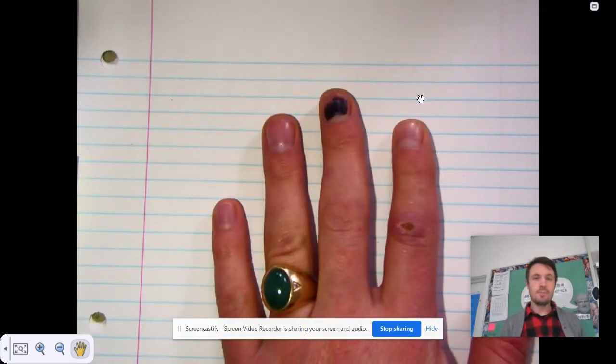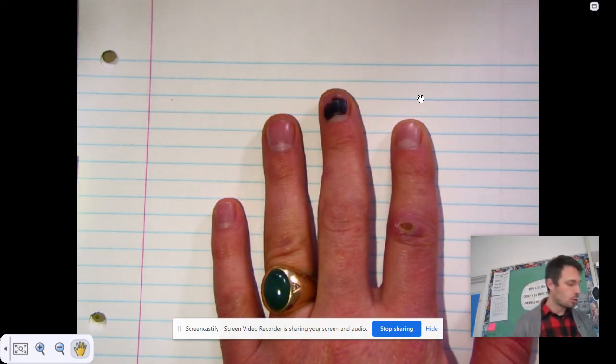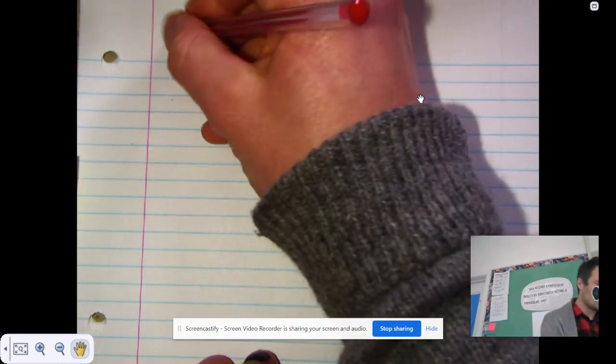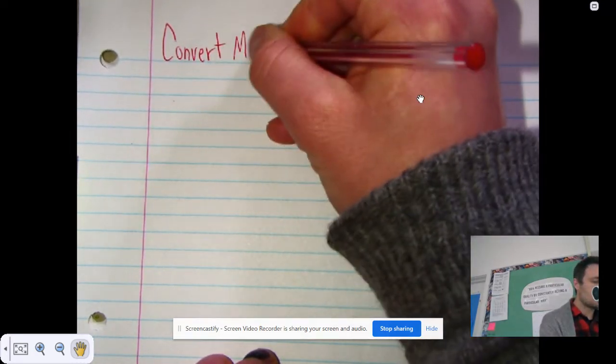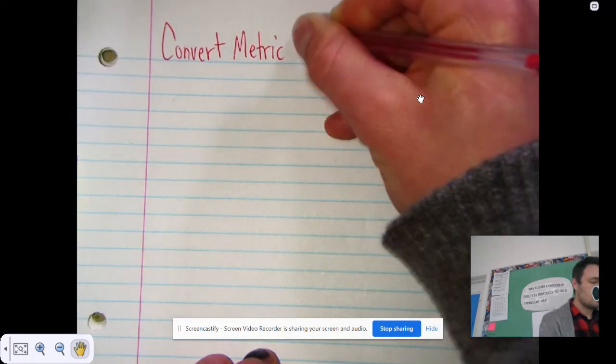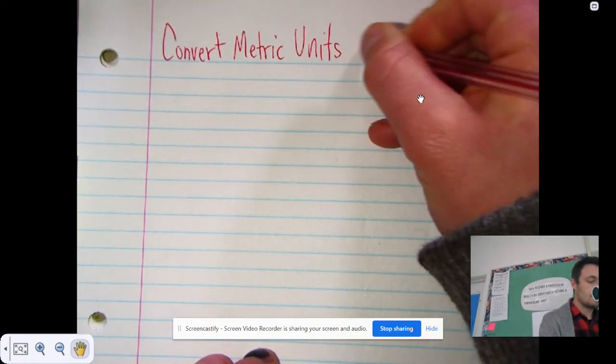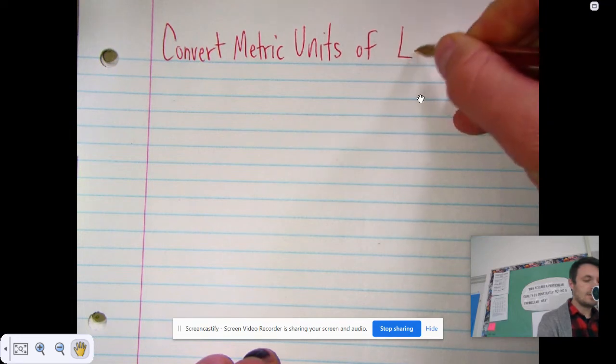Go ahead and open up your math notebook to the next available page. And at the top of that page, write the title of today's lesson, which is Convert Metric Units of Length.